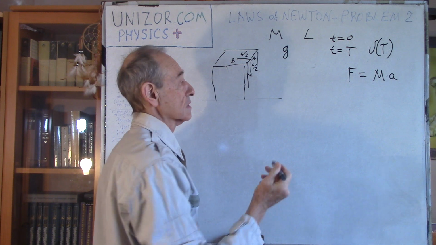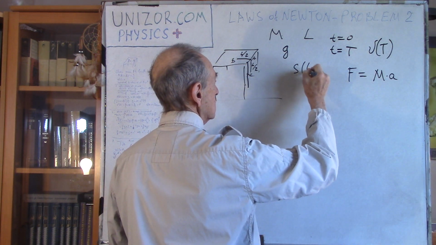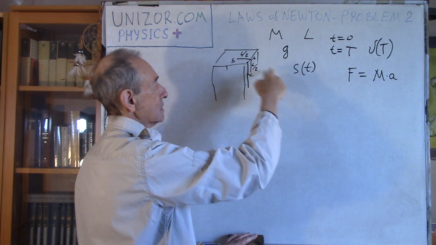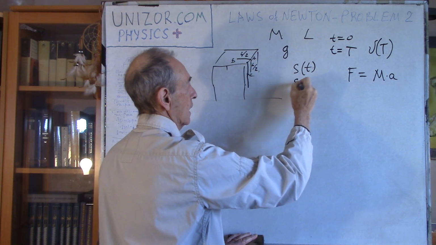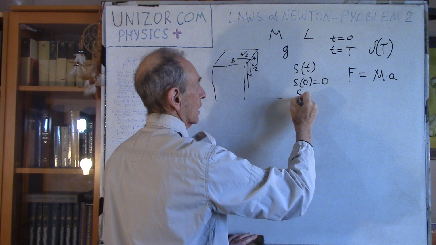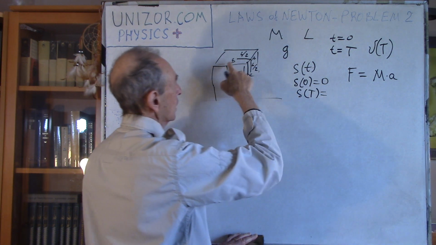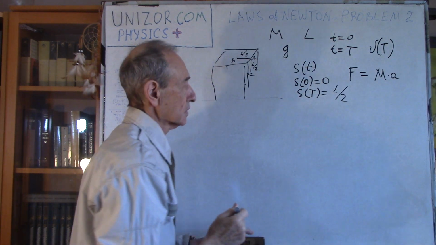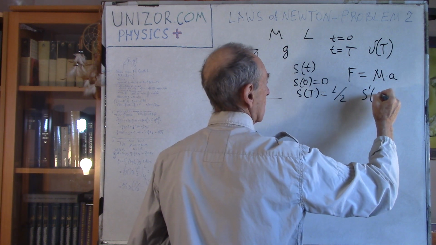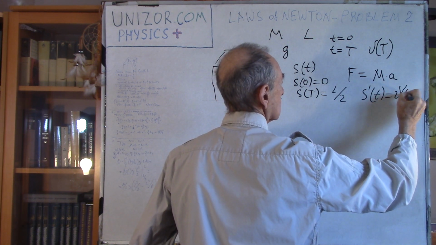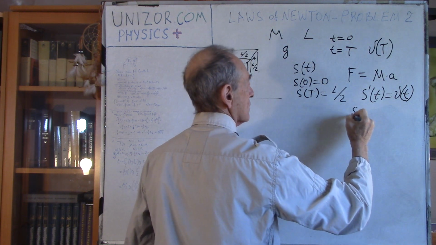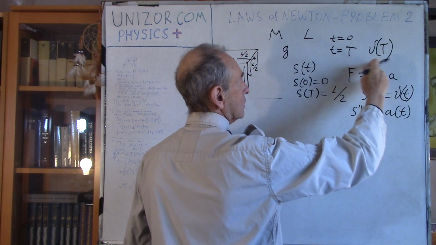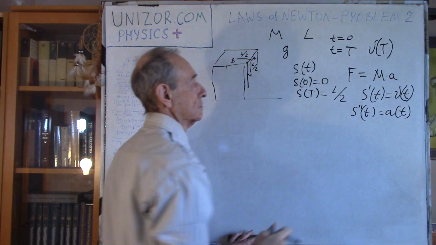So what is the law of motion in this case? Well, let's call it S of t. This is how much this chain slides at the moment t. So S of 0 is equal to 0, and S of T is equal to, it slides half of the length, right? So this is my initial conditions. Now, this is the speed, the first derivative. This is acceleration. And we are interested in V of capital T.